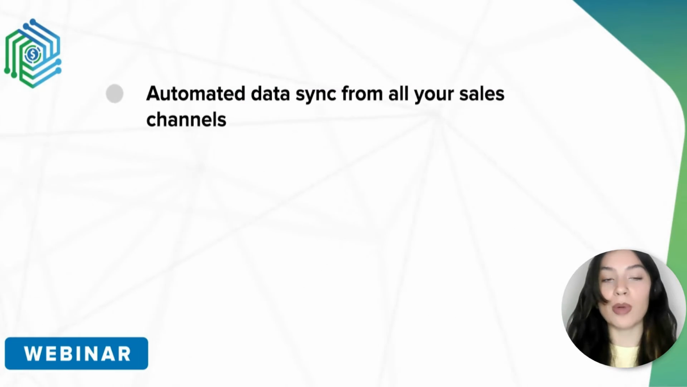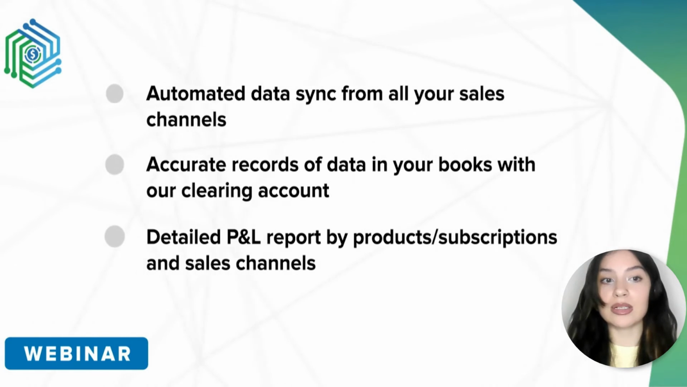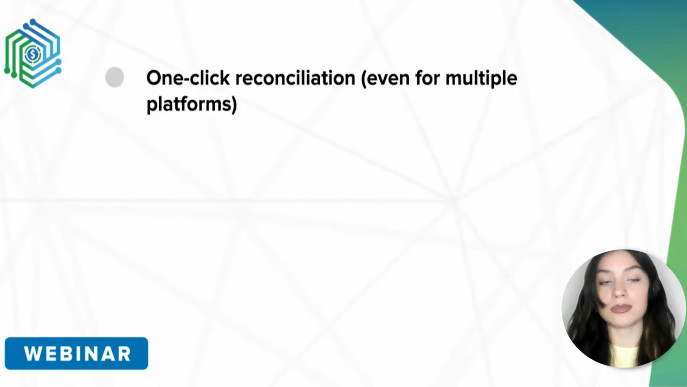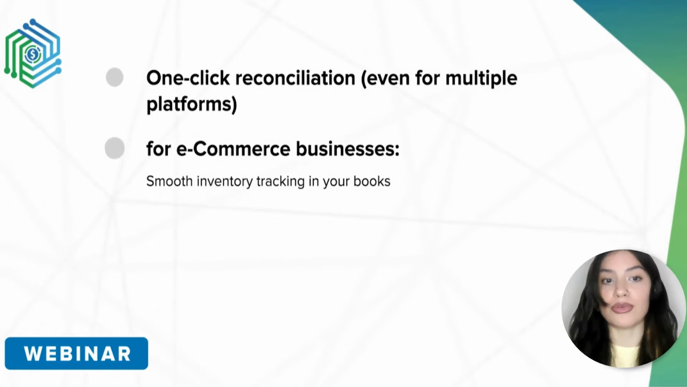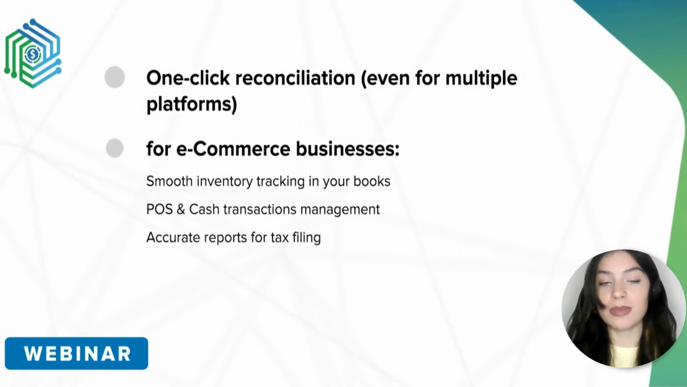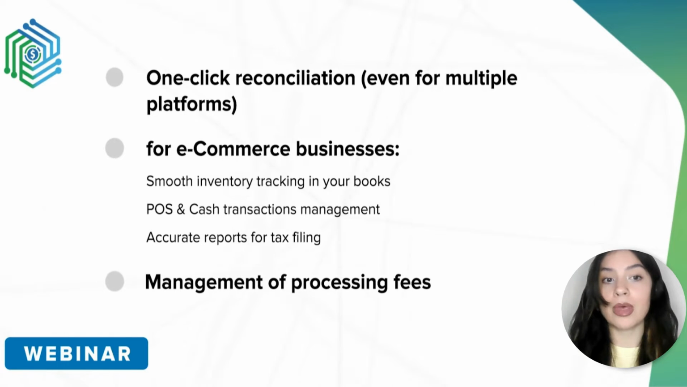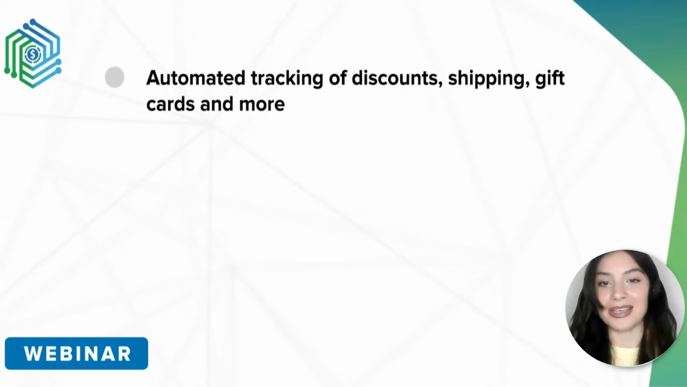Automated data sync from all your sales channels. Accurate records of data in your books with our current account. Detailed profit and loss report by product, subscriptions, and sales channels. One-click reconciliation, even for multiple platforms. For e-commerce businesses, such things as smooth inventory tracking in your books, POS and cash transactions management, accurate reports for tax filing, also management of processing fees, and automated tracking of discount, shipping, gift cards, and even more.